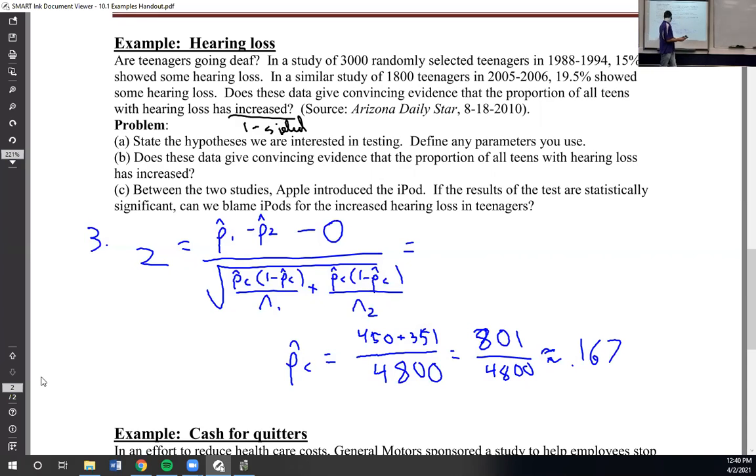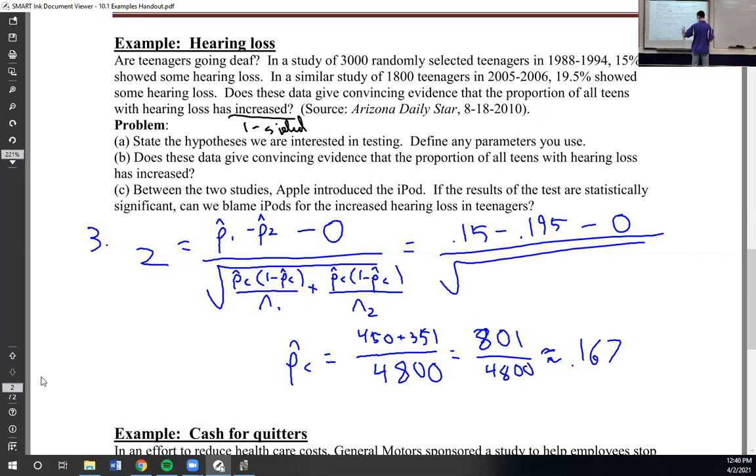So up here in the formula, meanwhile, we have 0.15 minus 0.195, and then minus 0, over our standard deviation formula, square root 0.167 times 1 minus 0.167 over N1, which was 3,000, plus, and then this time it's going to be N2, which was 1,800. And then we're going to put our z-score here.